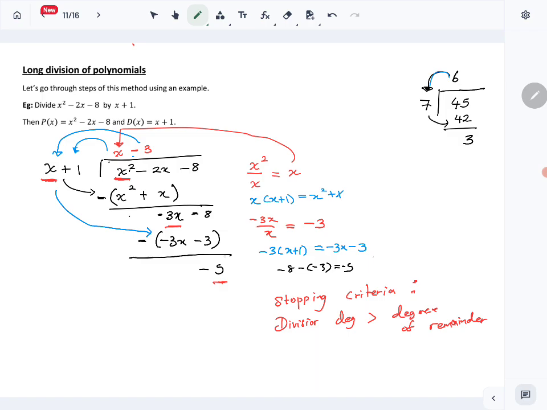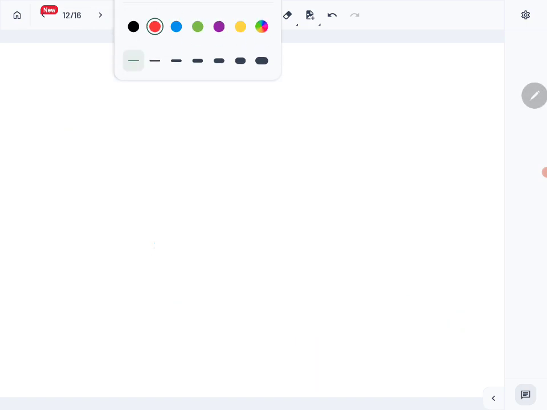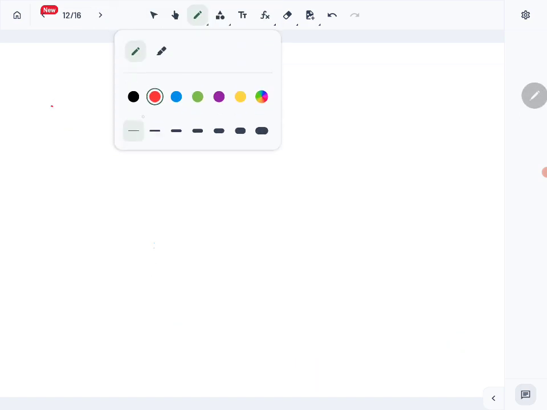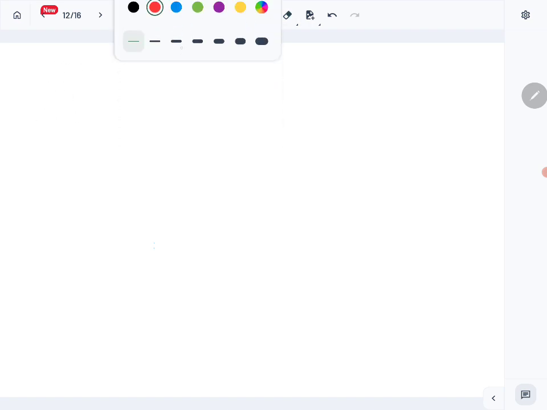Right. Then what you get under here is what? That is going to be the remainder. The remainder is minus 5. What you get up here is called the quotient. So the quotient is x minus 3. Right. So then we know the remainder is minus 5. The quotient is x minus 3. Let's write this in division algorithm form. So we write it in both forms.